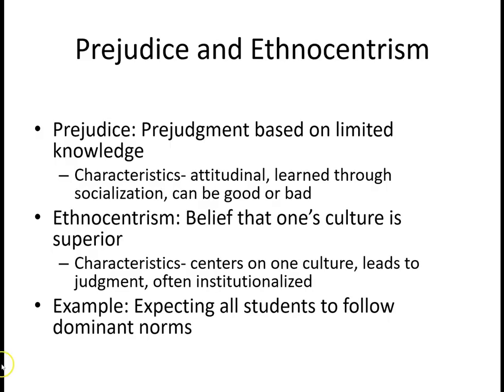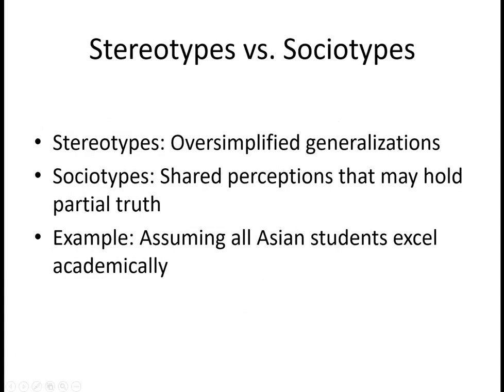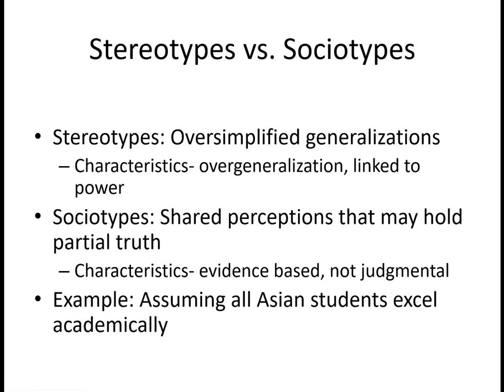We're going to move on to stereotypes versus sociotypes. A stereotype is a generalized belief or fixed idea about the characteristics, attributes, or behaviors of all members of a particular group. So in essence, stereotyping is a form of mental shorthand. People use it to make sense of social complexity.